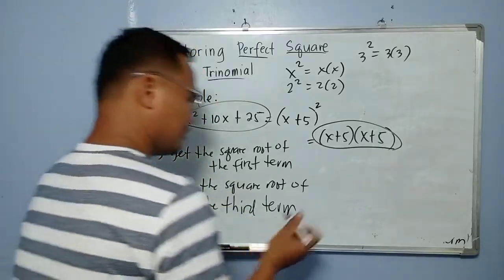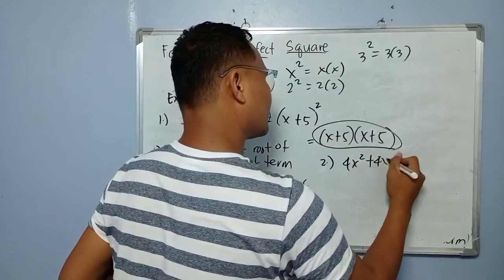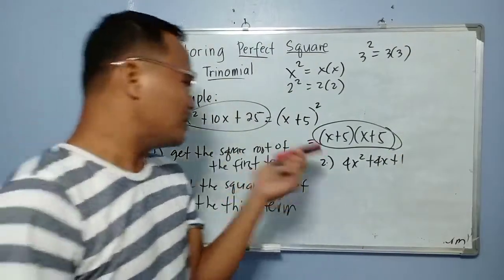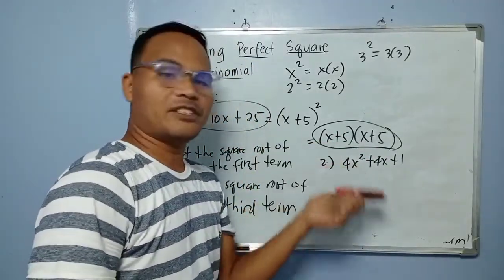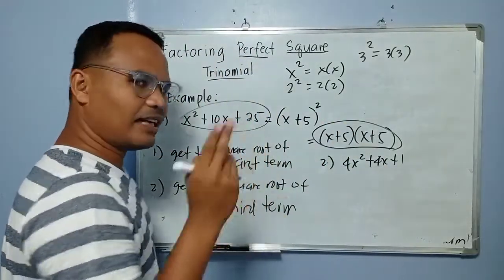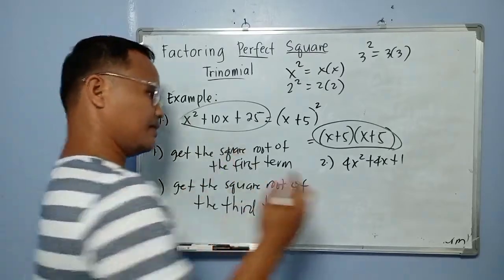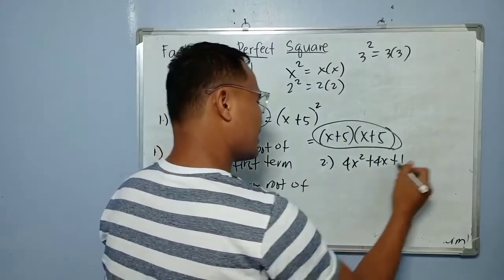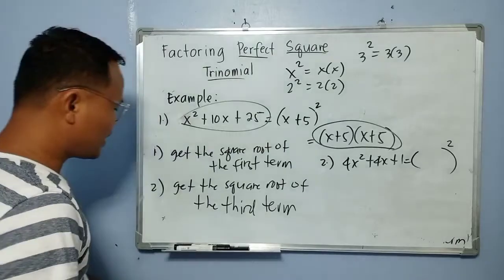Another example, number 2. 4x squared plus 4x plus 1. We know already that this is a perfect square trinomial. As I said, it is very easy to factor out a perfect square trinomial. Just follow the process: create a square of binomial here.